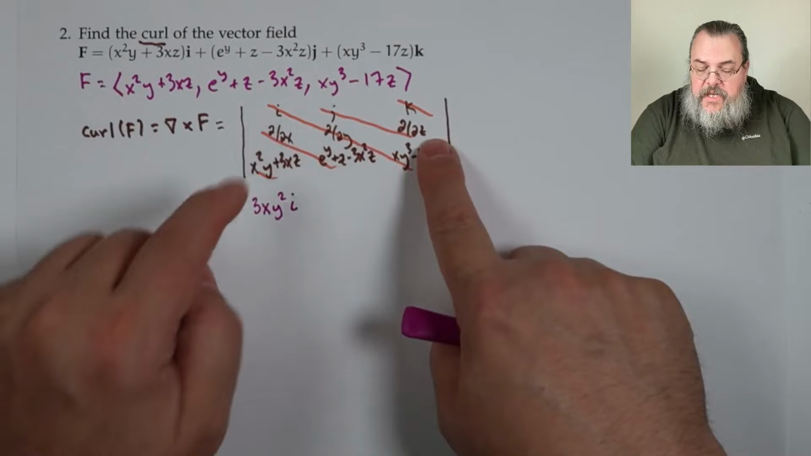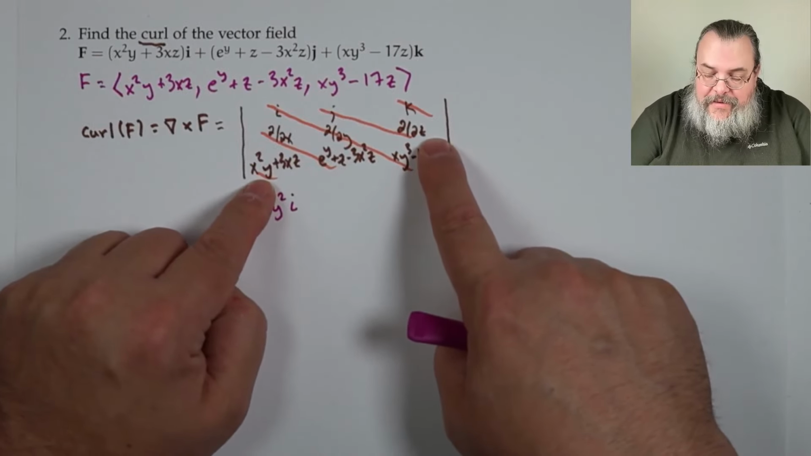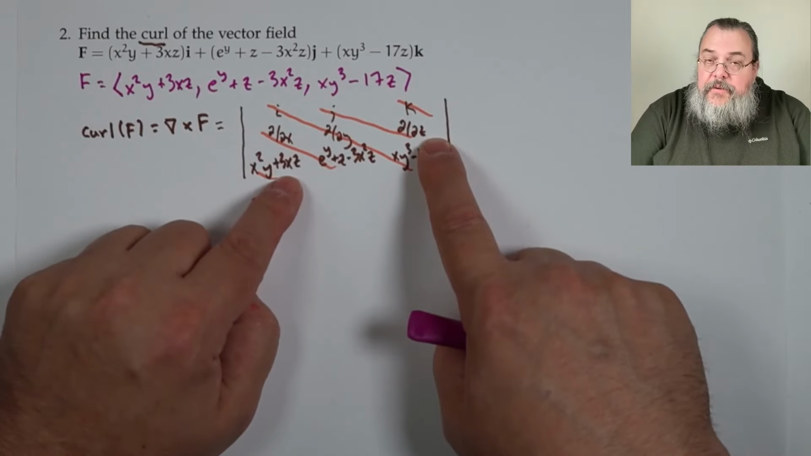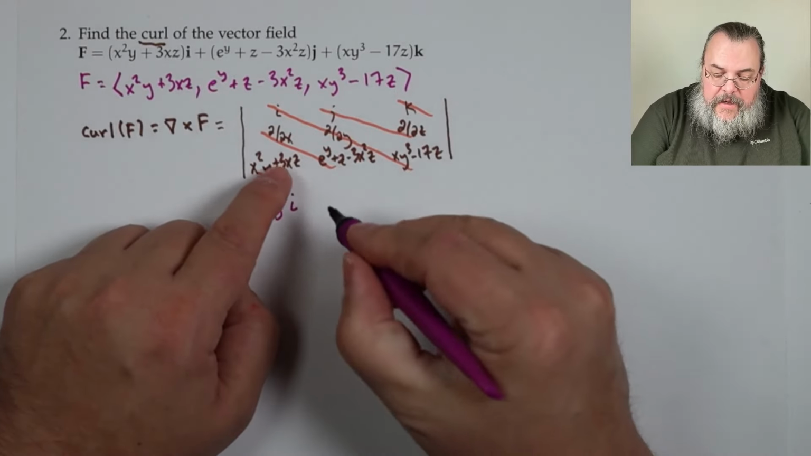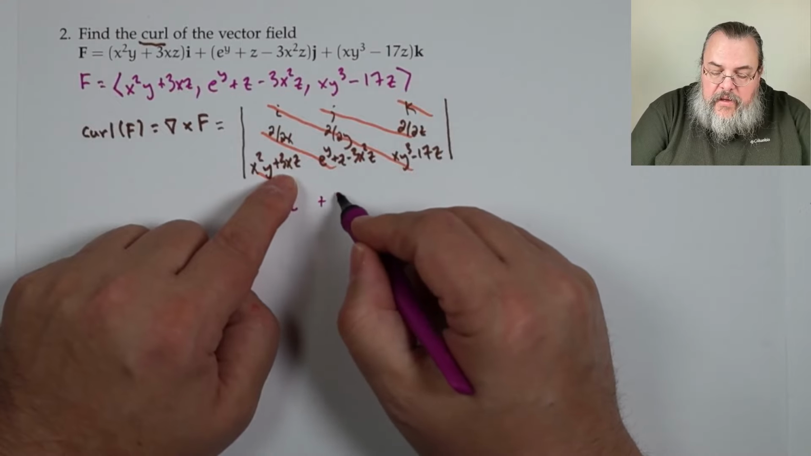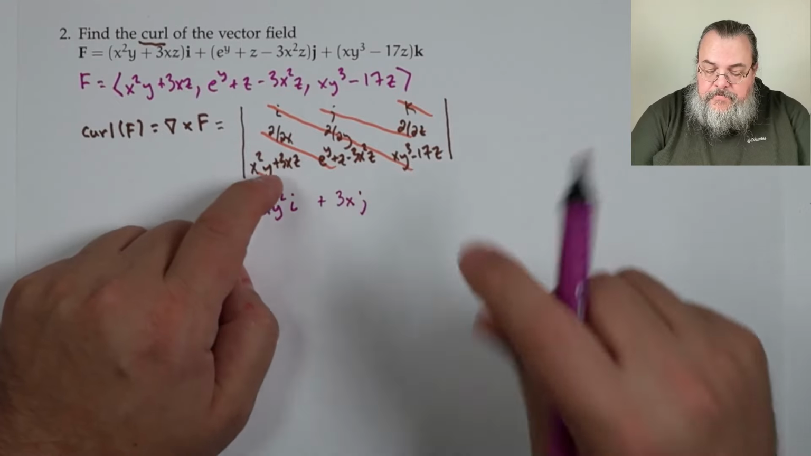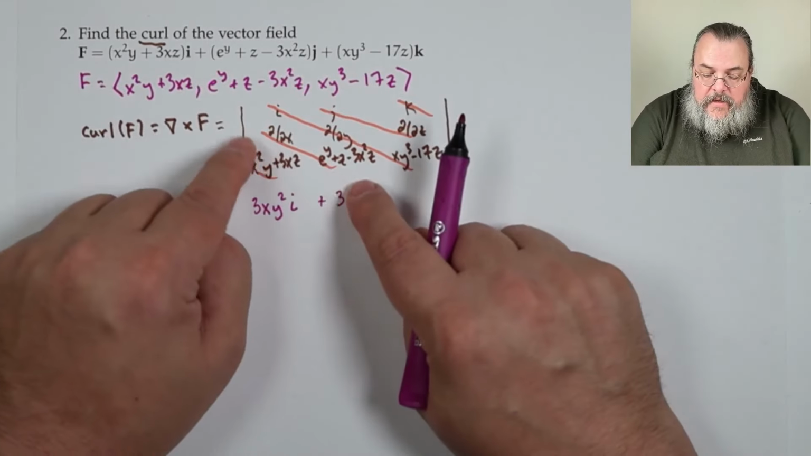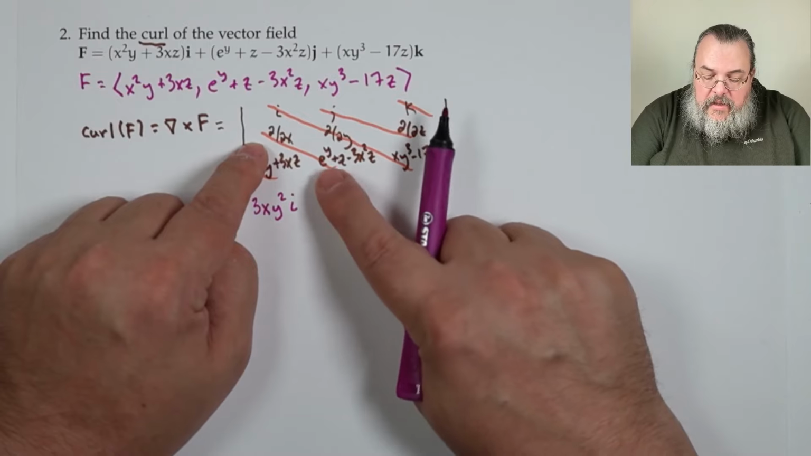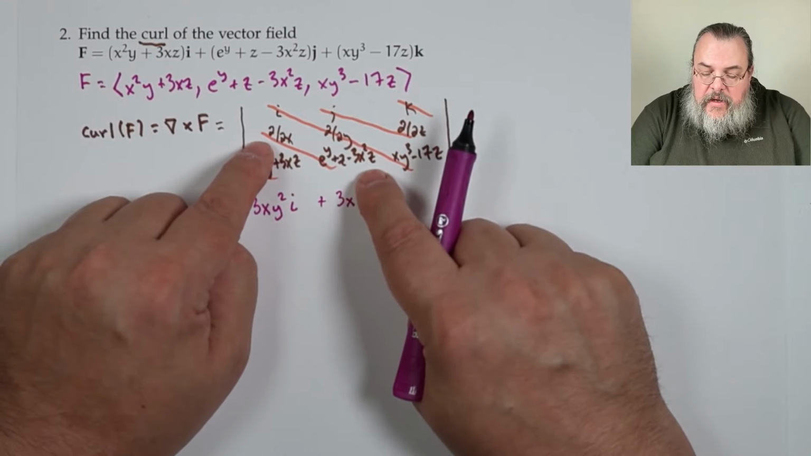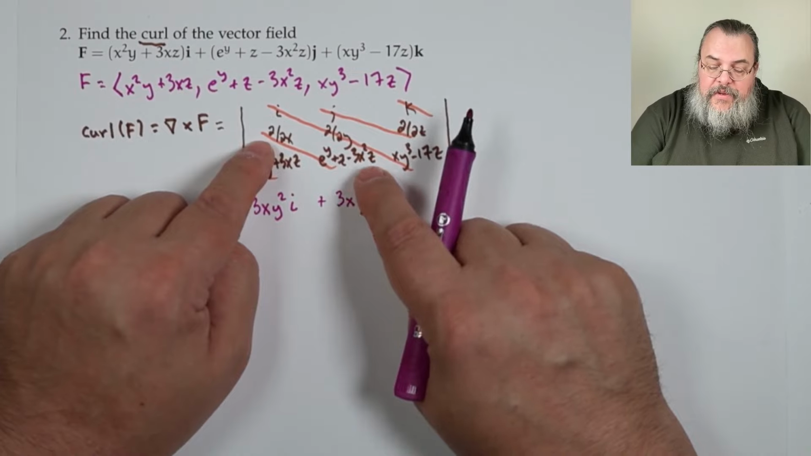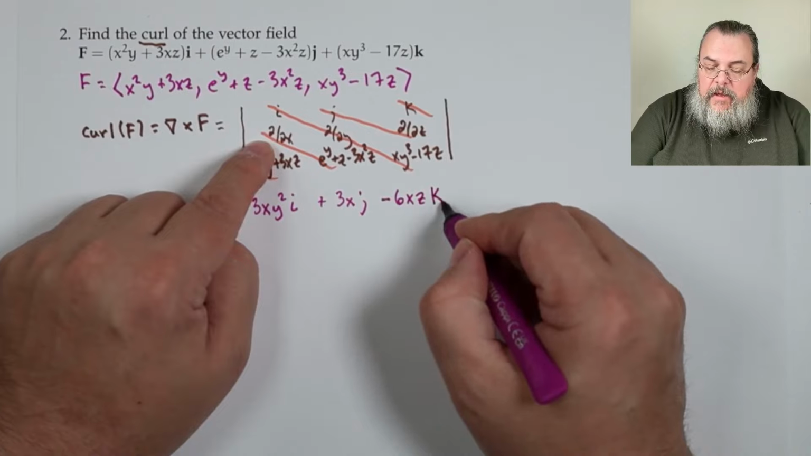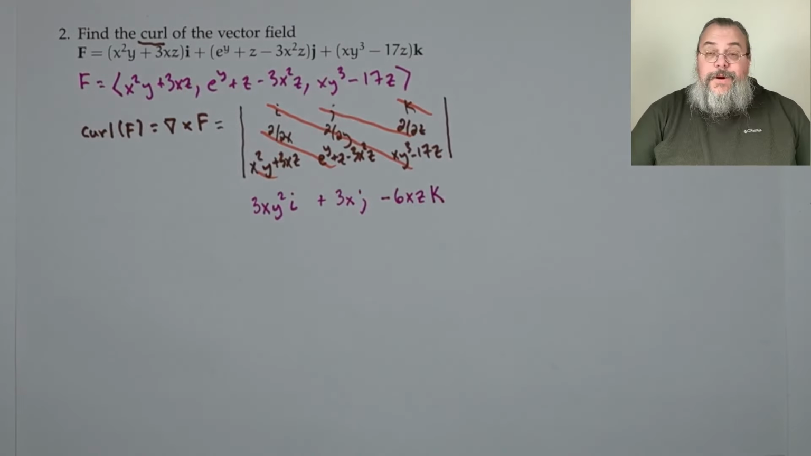j, partial z of x squared y plus 3xz. So take the derivative of this with respect to z. Well, no z there. Derivative of 3xz with respect to z, 3x. So we're going to have a plus 3x j. Then finally k, partial x of e to the y plus z, no x, and then here, derivative of minus 3x squared z with respect to x, well, that's minus 6xz k. All right, now we're halfway through.